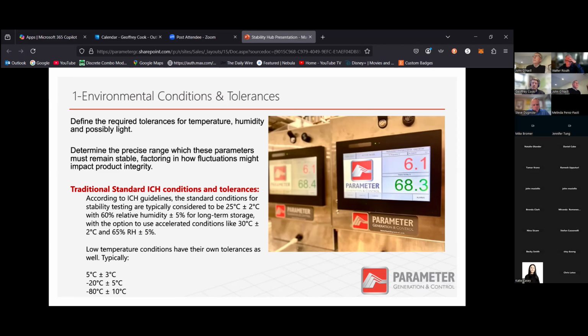And then also, do you want to monitor those conditions? How will you know when you're in and out of compliance versus when you need to service the chamber? It can also go back to your calibration points and the accuracy of those calibration points.